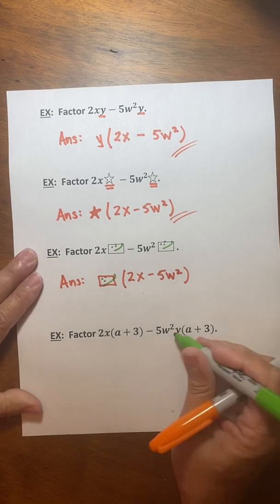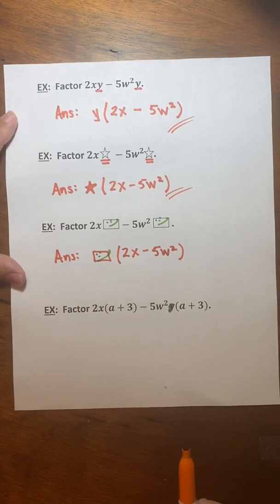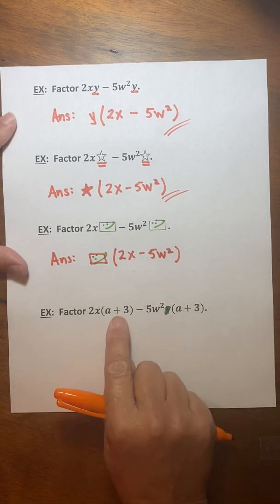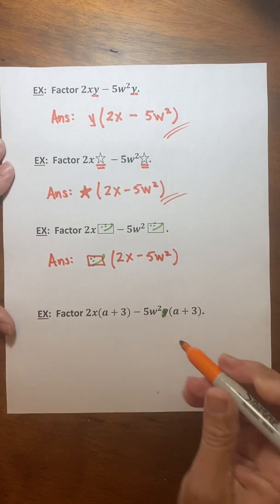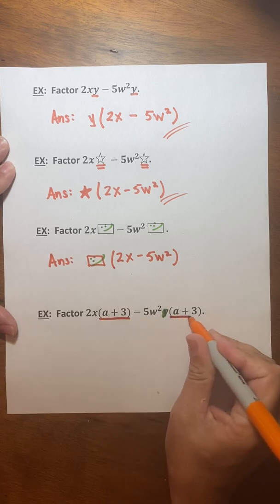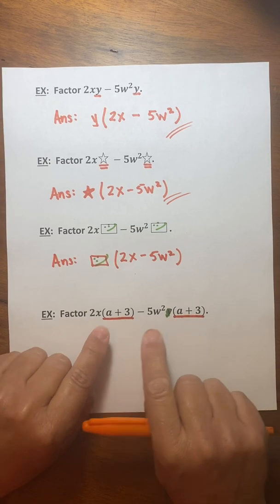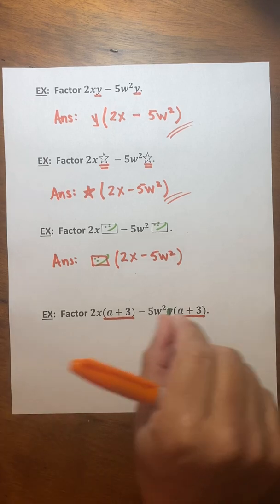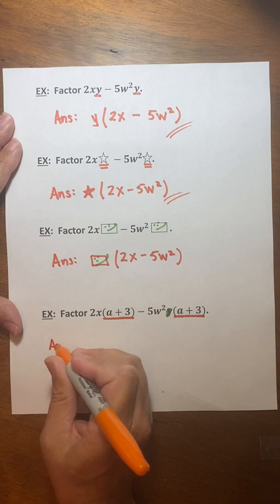Oops, typo. Take this out before I give you the notes. So cross that y off. That's the typo. Right, so if I say factor 2x times something minus 5w times the same thing, notice, cross that y out, typo, sorry. Right, notice they share a plus 3. They have this in common. So they have the parentheses and the expression a plus 3 in common. So what I'm going to do is pull out the a plus the 3 in the parentheses.